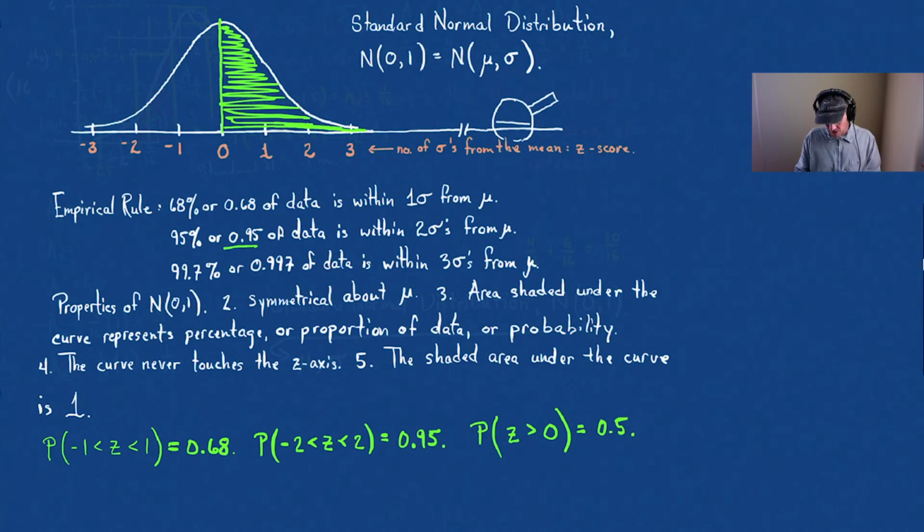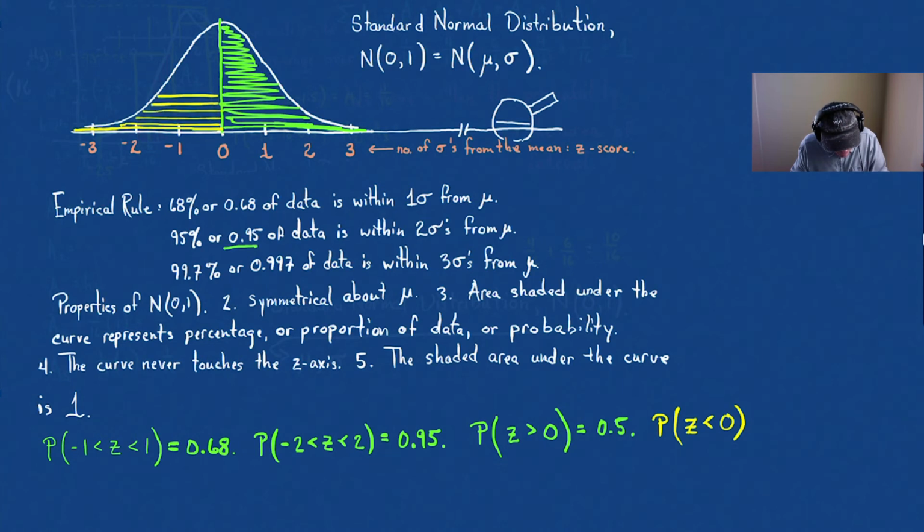Okay, what if we change that? What if I asked you for the probability that z is less than 0? Well, then I would be shading all of this yellow region. Because it's symmetrical about the mean, that's exactly the same space as if I shaded the green space. So that is also 0.5. Okay, now let's clear out our yellows and our greens, and let's try another one.